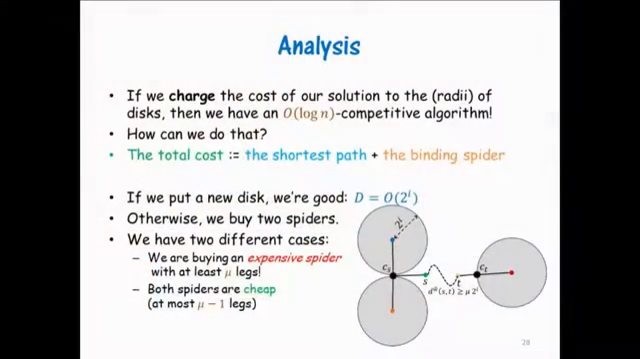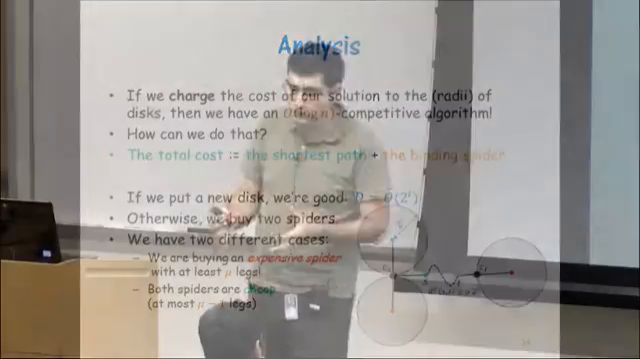So now my total cost is the cost of the shortest path that I'm buying plus the possible binding spiders that I may buy. Okay? So I have two different cases: whether I can successfully put a disk or I would need to buy binding spiders. If I can successfully put a disk, then I'm happy because I'm putting a disk of roughly radius D. I'm only paying D, so I can charge it. That's good.